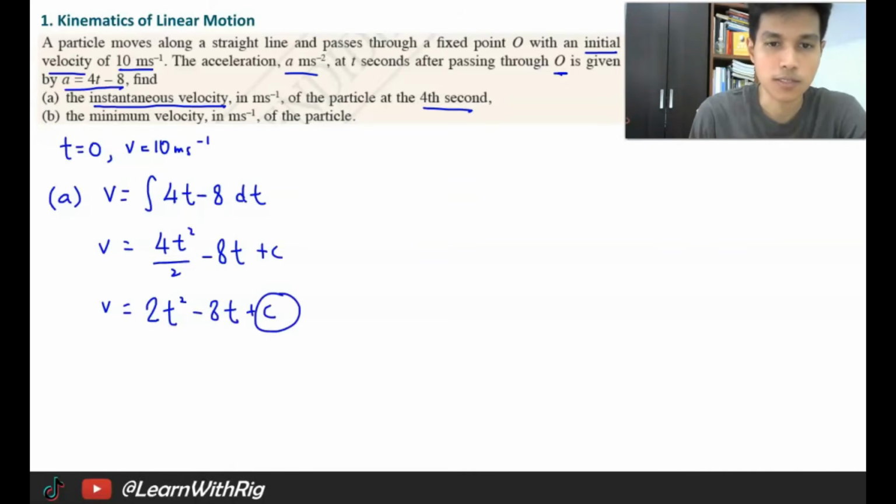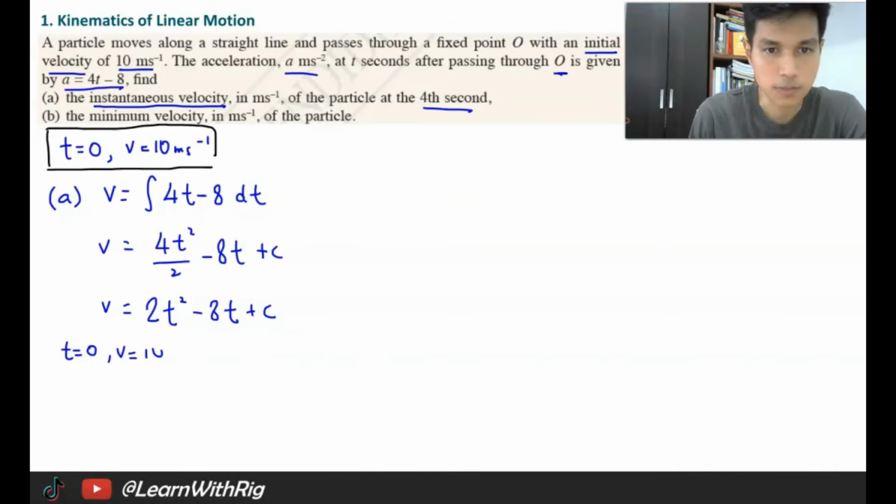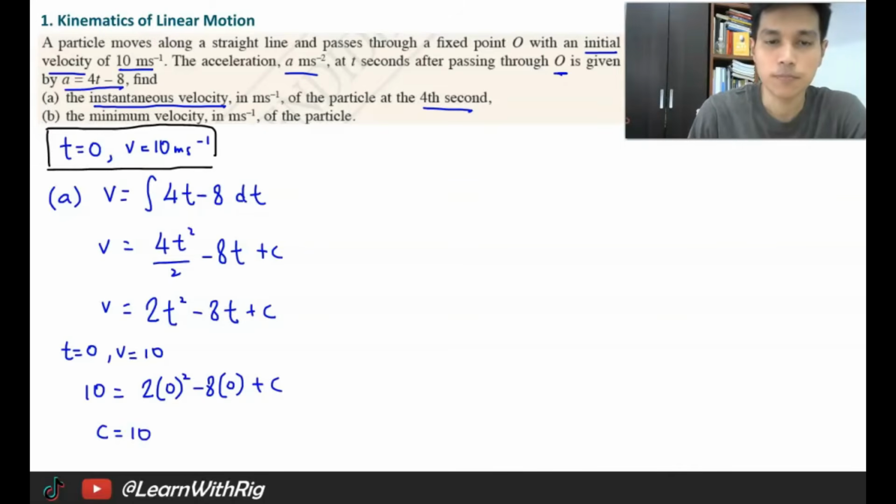Now the question is, what is the value of c? So that is why you have this. When t is equal to 0, v is equal to 10. So you're going to substitute. 10 equals 2 times 0 square minus 8 times 0 plus c. So therefore c is equal to 10. So your velocity function is 2t square minus 8t plus 10.